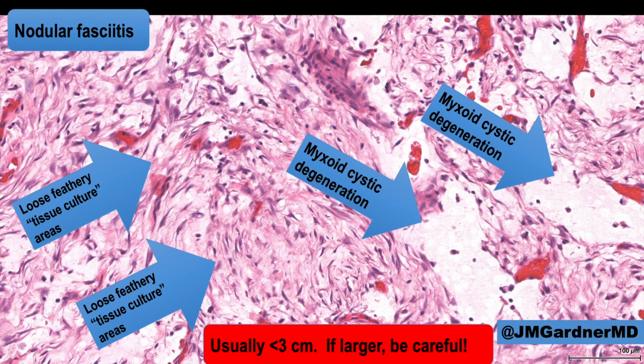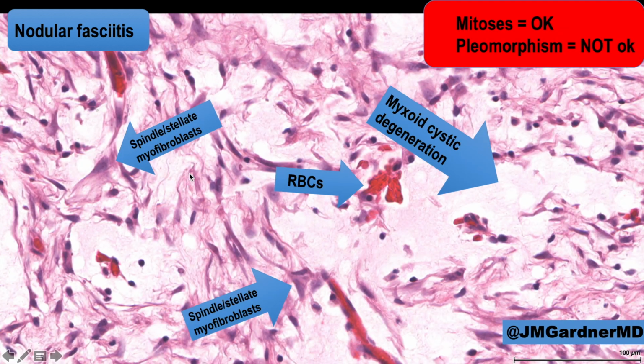And here's another example just to show you. This one was a little more pale because of the scan, but just to know that the myxoid change is sometimes not always as blue as that first example. But again, loose, feathery myofibroblasts, extravasated erythrocytes, which are often present, spindled and stellate or triangle-shaped cells.